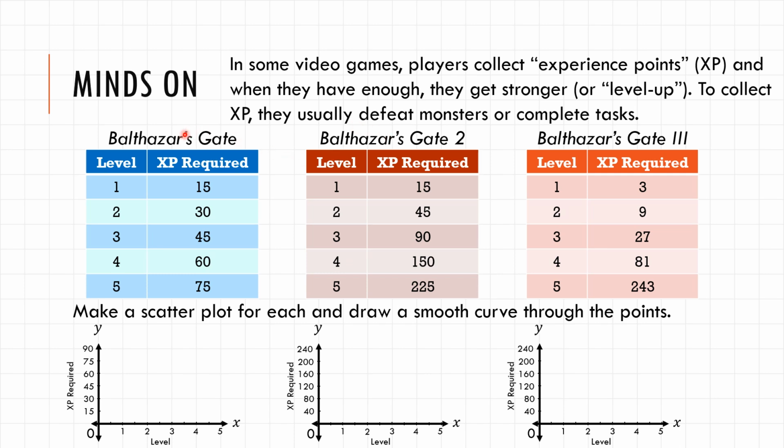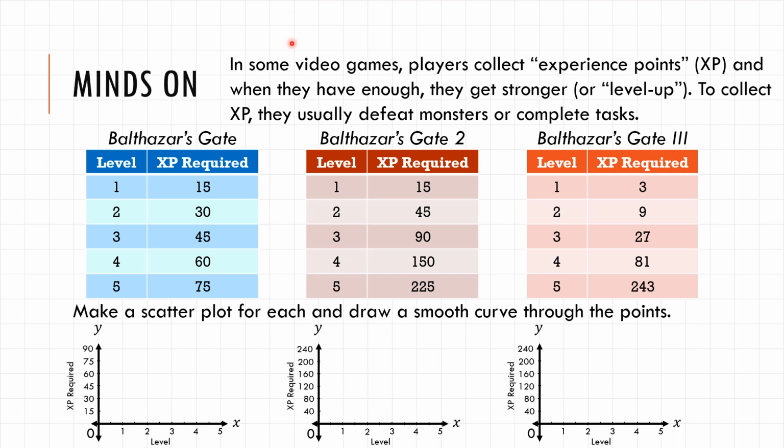So what I'd like you to do is take a look at these three games here, Balthazar's Gate 1, 2, and 3, where the designers of the game have different requirements for how much experience a player needs to get to each level. Make a scatter plot for each of these and draw a smooth curve through those points. And we're going to compare these three graphs to see what were the designers thinking when they changed the XP requirements from the first game to the second, and from the second to the third. And what were they trying to accomplish? You can pause this for just about 5, maybe 10 minutes, or however long you need to draw these scatter plots, and then we'll pick it up right after.